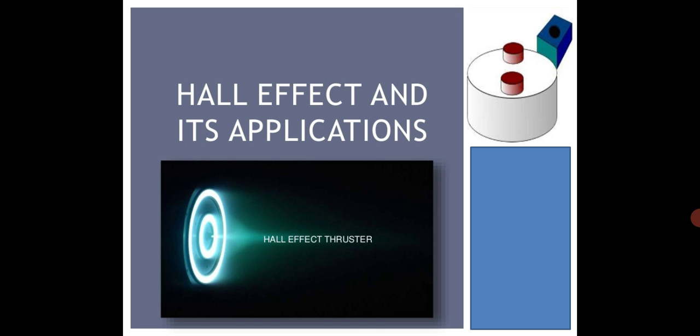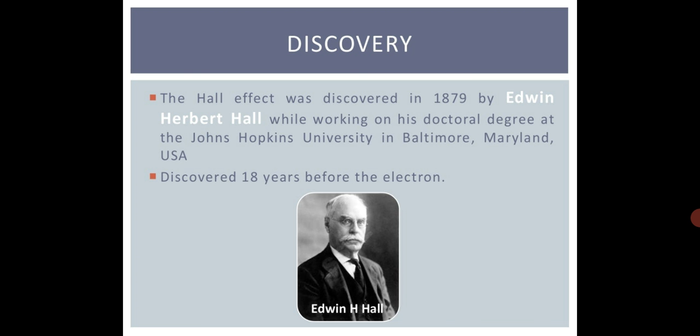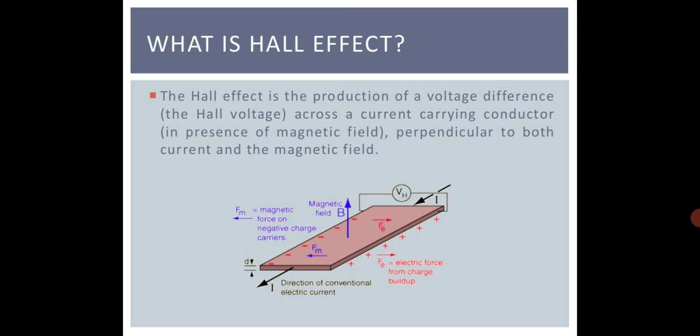So today's topic is about Hall effect and its applications. The Hall effect was discovered in 1879 by Edwin Herbert Hall while working on his doctoral degree at the Johns Hopkins University in Baltimore, Maryland, USA. Discovered 18 years before the electron.